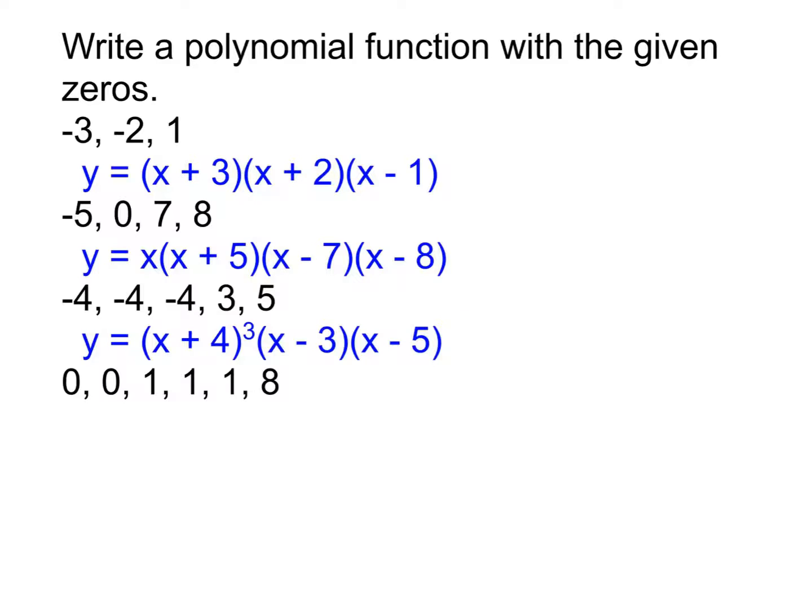All right, and finally there for that last one, notice the 0 appears twice, so that means we have to have an x squared. And the 1 appears twice, so that means we have to have an x minus 1 that's cubed. And of course the x minus 8 comes from the 8.